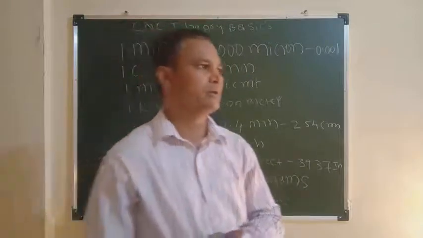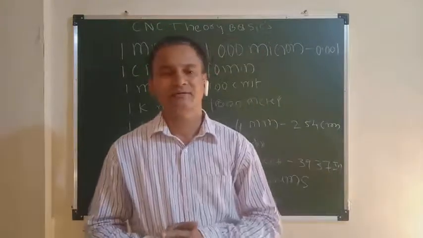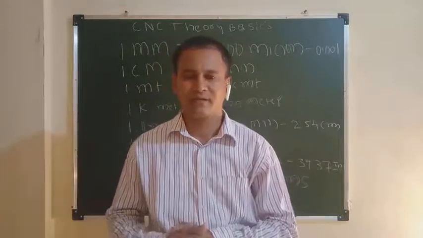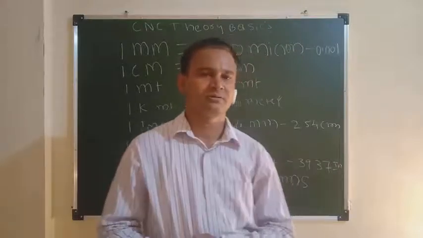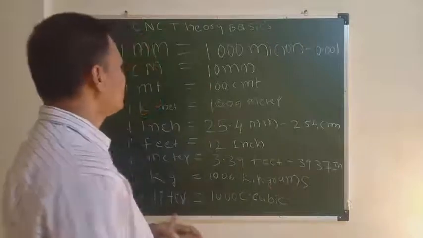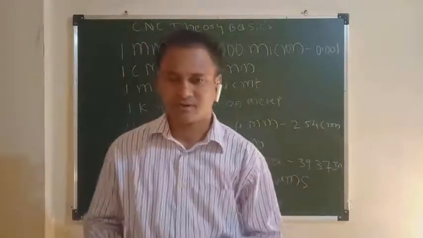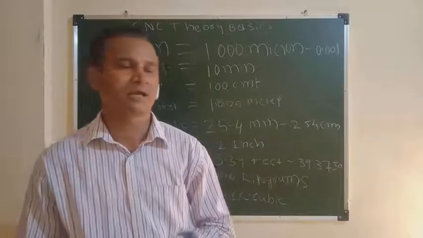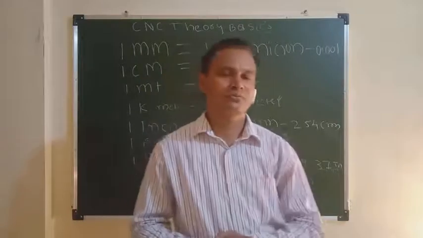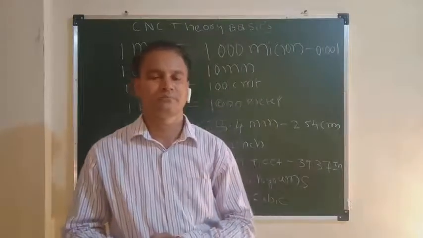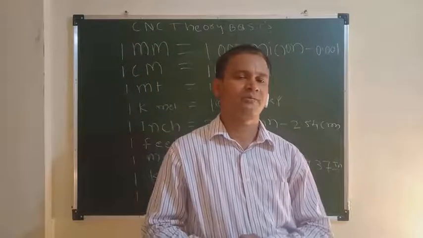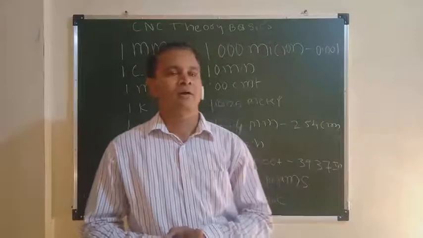25.4 mm. Now study the micrometers and verniers, and their readings. The first basic knowledge is the measuring instrument. 1 mm is equal to 1000 microns. And 1 inch is equal to 25.4 mm, or 2.54 centimeters.